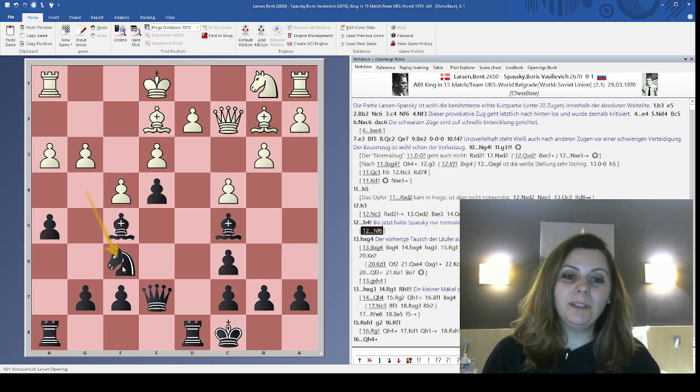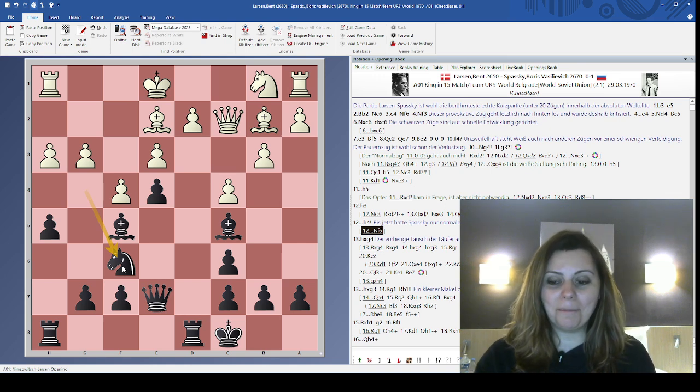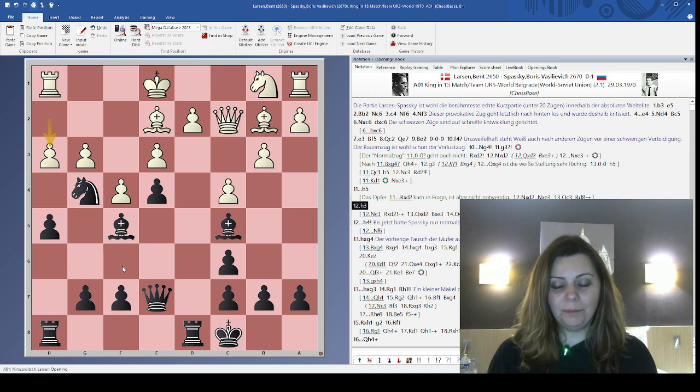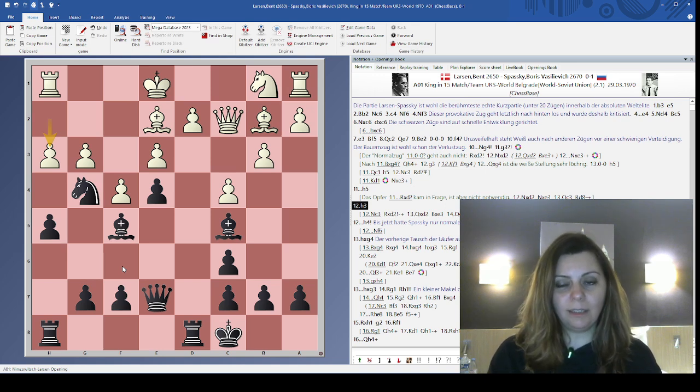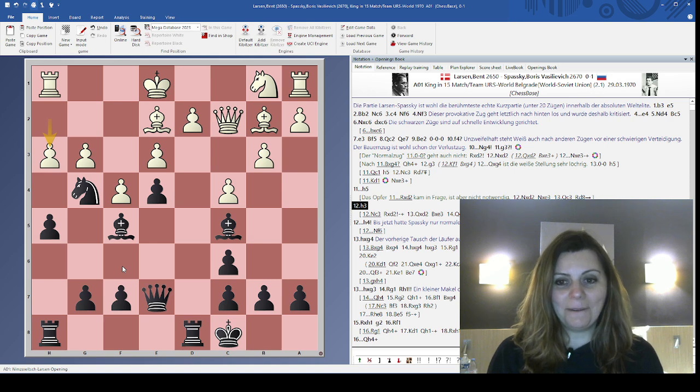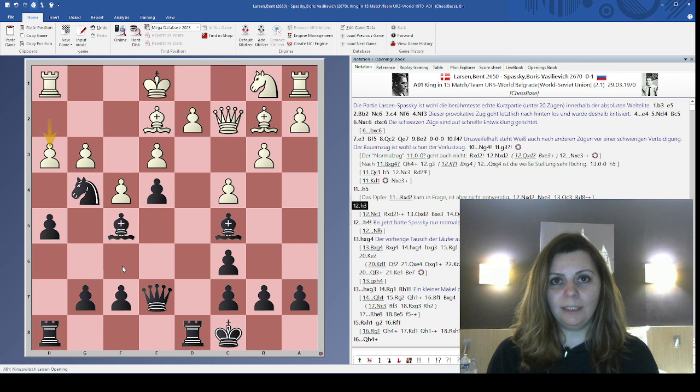Spassky is an extremely aggressive, dynamic player, and it's not his first time sacrificing a knight at all. By the way, please note this similarity between Mikhail Tal, another world champion, and Spassky, where both are initiative players, aggressive players, and they both enjoy sacrificing knights. But still, I think their style is really different. Actually, they don't sacrifice in similar conditions. And maybe one day I will make a lesson for you to explain the differences between them.